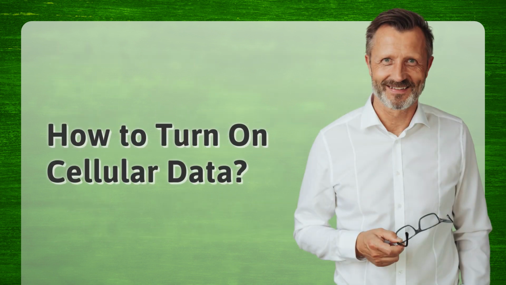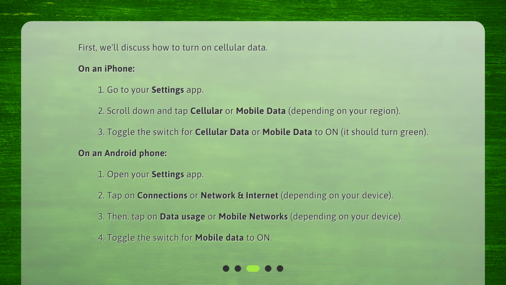How to turn on cellular data. First, we'll discuss how to turn on cellular data. On an iPhone, 1. Go to your Settings app. 2. Scroll down and tap Cellular or Mobile Data, depending on your region. 3. Toggle the switch for cellular data or mobile data to on.